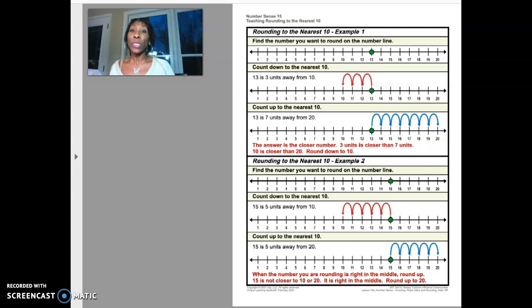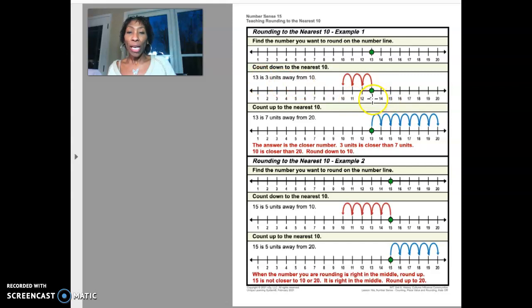The first thing we need to do is find our number on a number line. Our number is 13. So what we are trying to figure out is, when we are looking to round to the nearest 10, which nearest 10 is closer? How do we know?